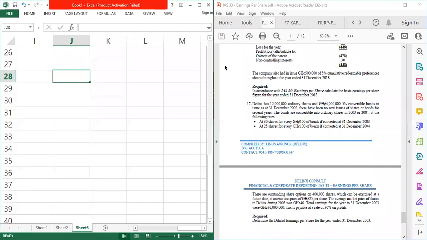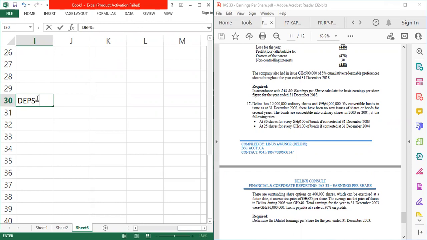Total earnings for the year to 31st December 2003 were 36 million. Taxes payable at a rate of 30% on profits required. Determine the diluted earnings per share for the year ended 31st December 2003. So diluted earnings per share is calculated as profit attributable to this one over the number of shares.